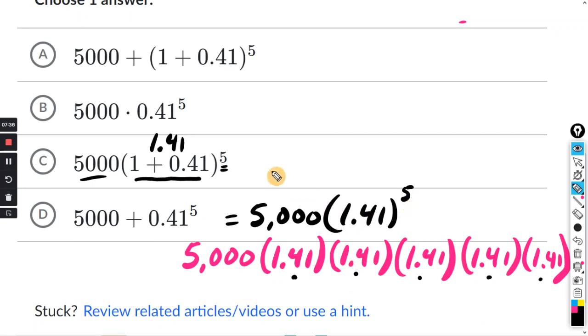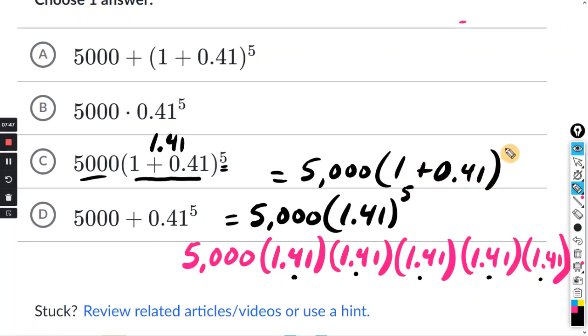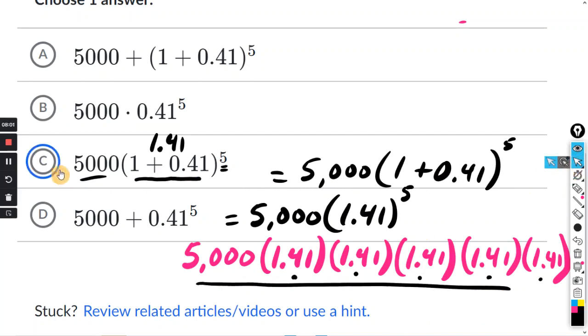Okay, and the 1.41 is the equivalent of 1 plus 0.41. And again, that's still to the 5th power. Okay, so clearly it is answer C that matches my expression. Okay, I would write your expression first and then convert it to whatever form they have it in. But that is clearly answer C.